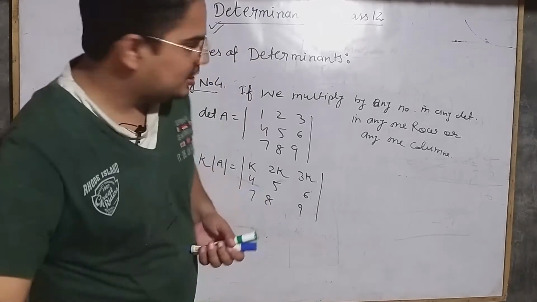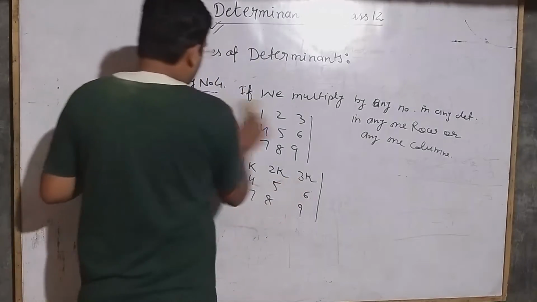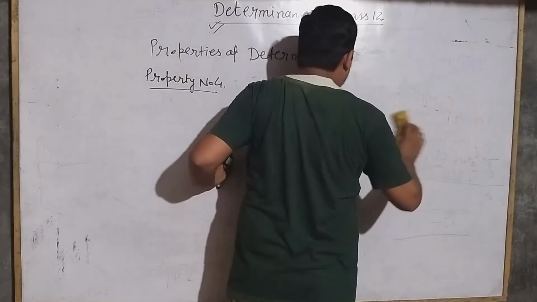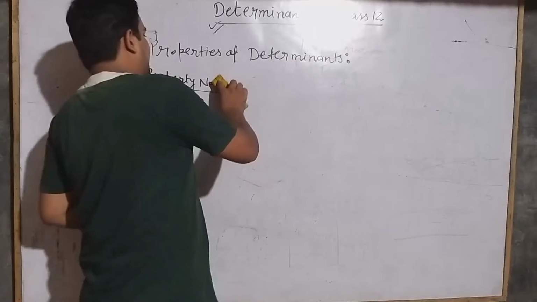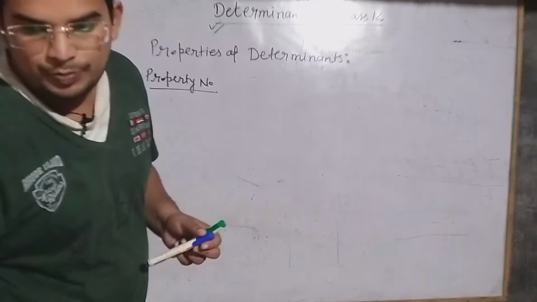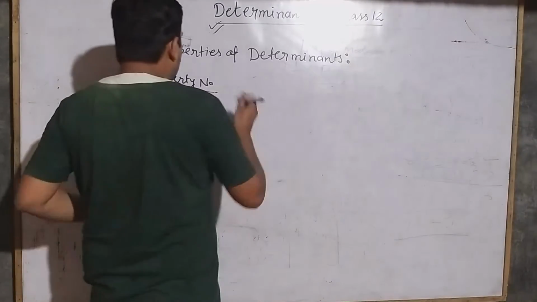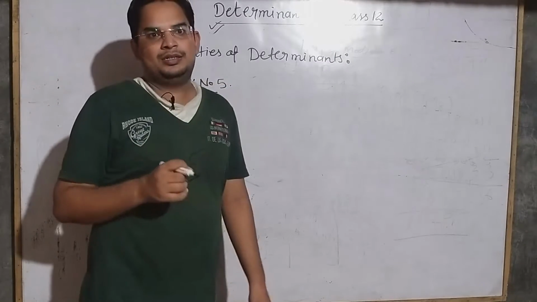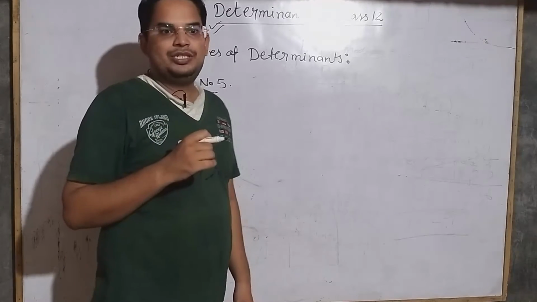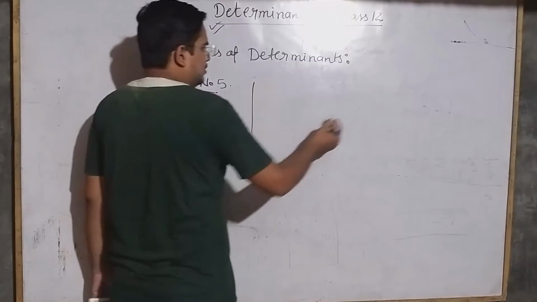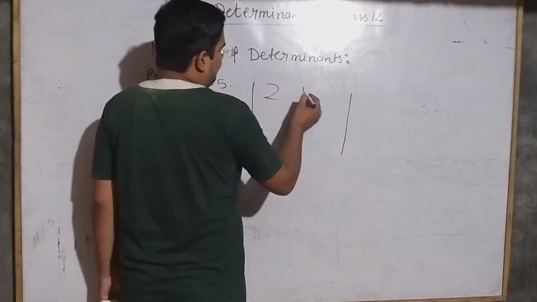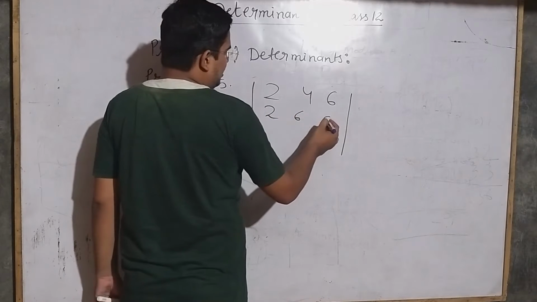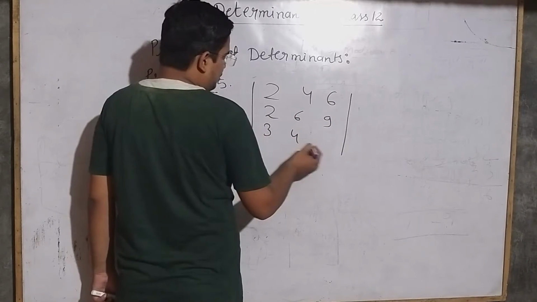Okay, let's see the next property. What is the next property? Property number 5. It is also a very important property. Look at this property number 5. If I have any common term, what I mean to say by common term, look at this. This is 2, 4, 6, this is 2, 3, 6, 9, and this is 3, 4, 5.